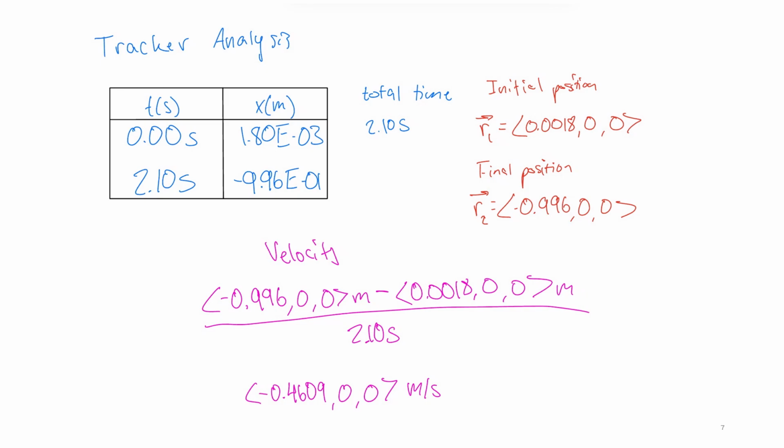So the Tracker analysis, basically, what we did is we got the initial time, the final time, and we got the total time it took the marker to travel across 1 meter. It was 2.10 seconds. Then we took the initial position at time equals 0 and the final position at time equals 2.10. And with that, we can take the velocity and it will give us negative 0.4609 meters per second in vector form.